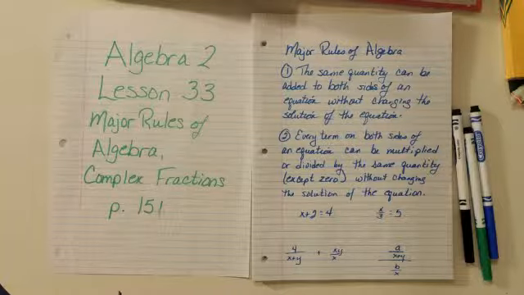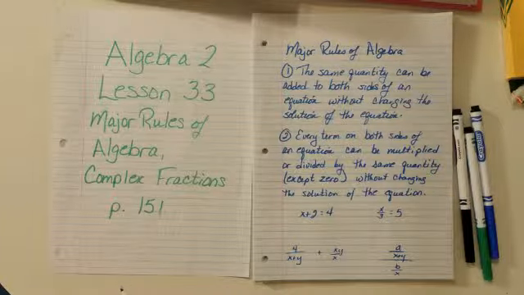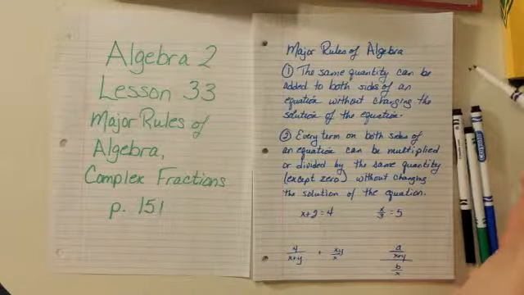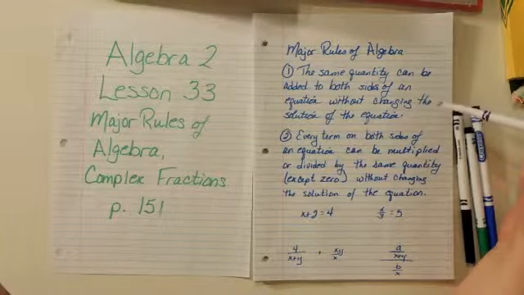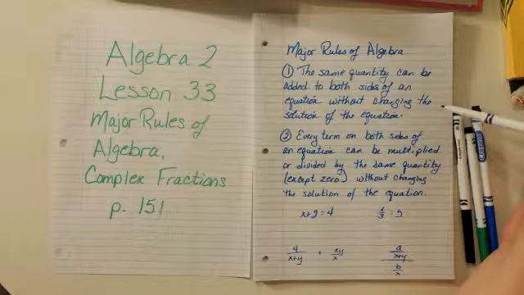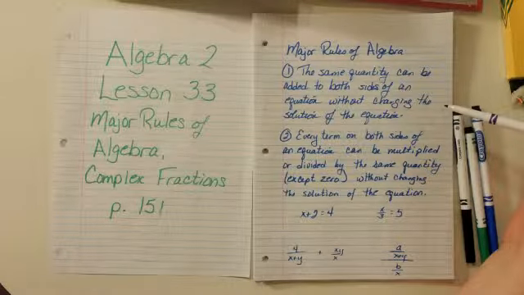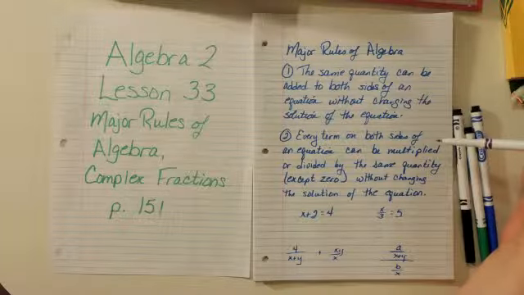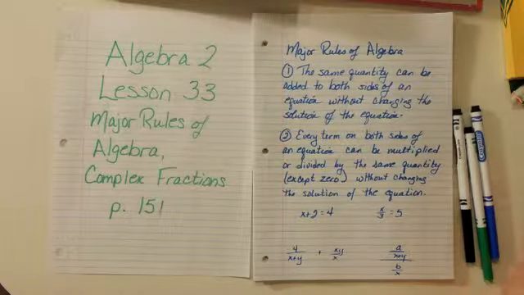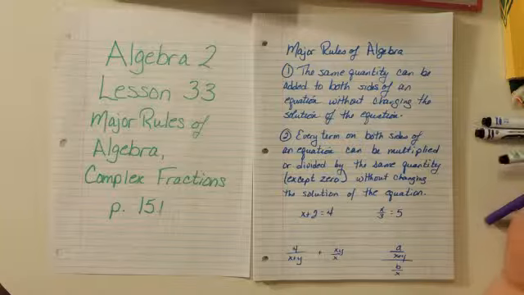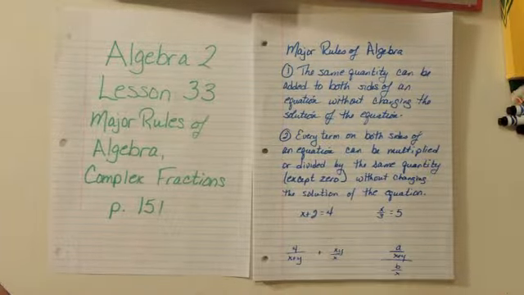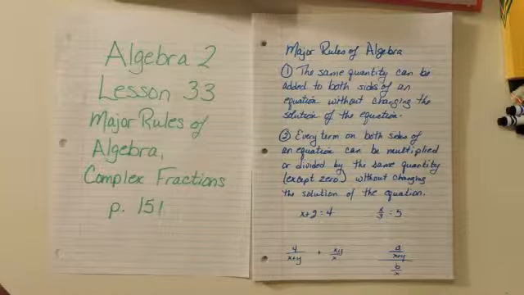There are three major rules for algebraic manipulations. First, the same quantity can be added to both sides of an equation without changing the solution of the equation. Number two, every term on both sides of an equation can be multiplied or divided by the same quantity except 0 without changing the solution of the equation.